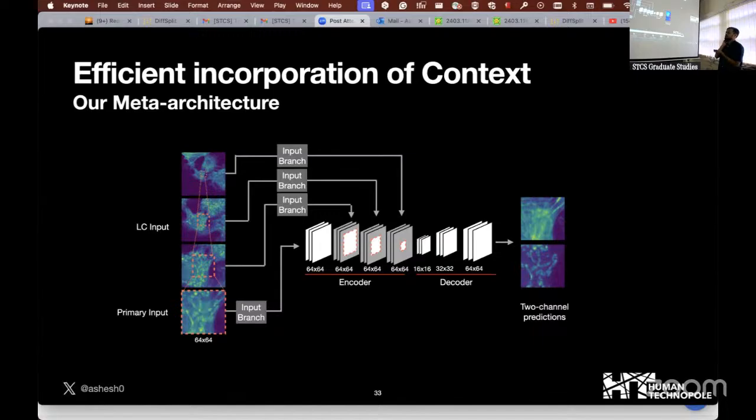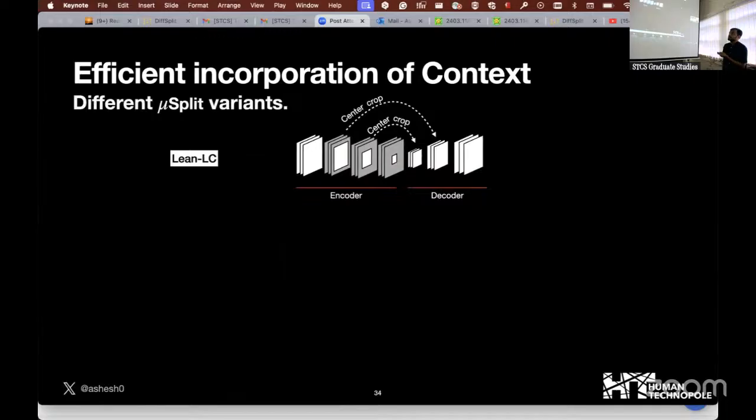And for doing this, we just zero padded the primary embedding so that you have the same spatial dimensions. And then we concatenate the embedding coming from the respective LC input. And this is our first variant, which we call lean LC. So we provide 3 different variants for µSplit. They all differ in how much GPU resources they consume and how performant they are.